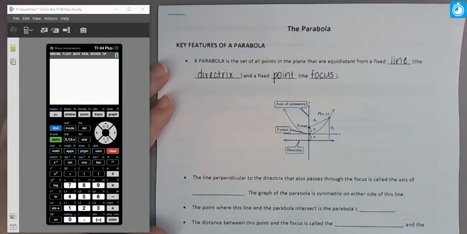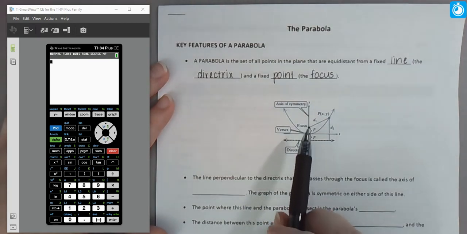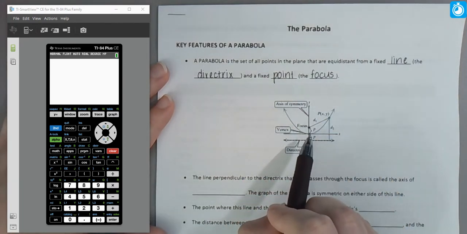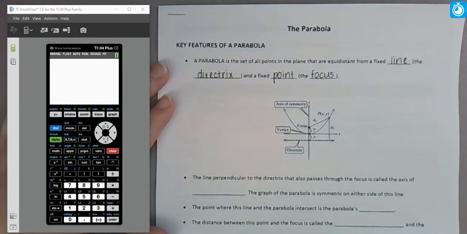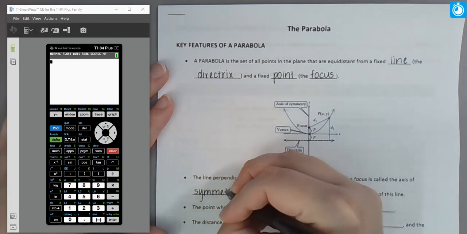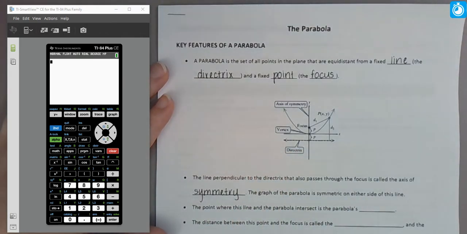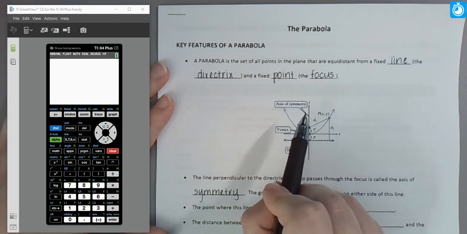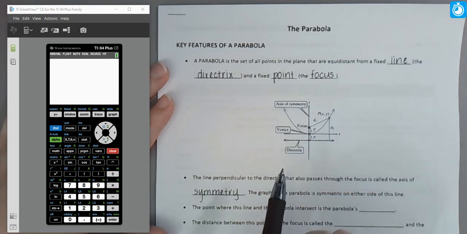Now we also have some other features of the graph that are going to give us a little bit more information about it and help us draw it a little bit more accurately. The line perpendicular to the directrix that also passes through the focus, if you imagine drawing a line that goes through the focus, the vertex, and is perpendicular to the directrix, we call this the axis of symmetry. More than likely you've heard that term before when you graphed parabolas previously. The graph of the parabola is, not surprisingly, symmetric across the axis of symmetry. Think of that as the mirror edge. To the left of that line and to the right of that line, we have mirror images for those two sides of our graph.